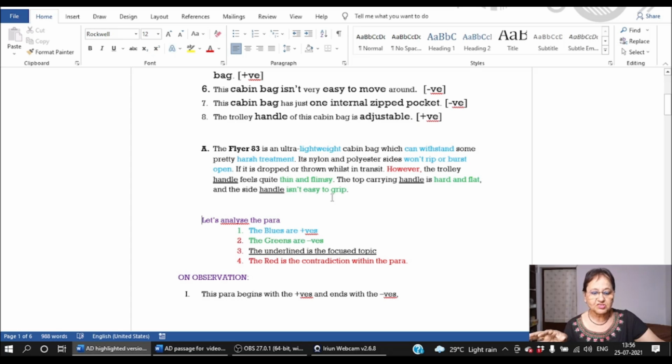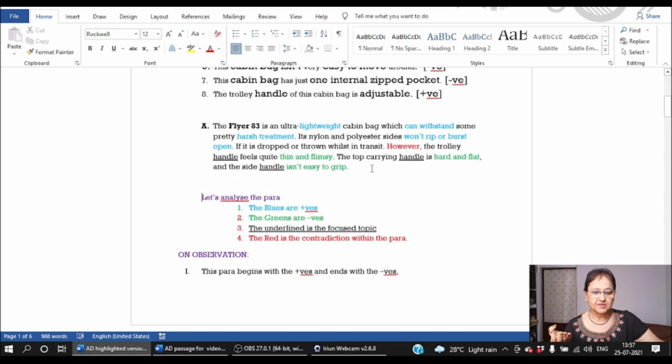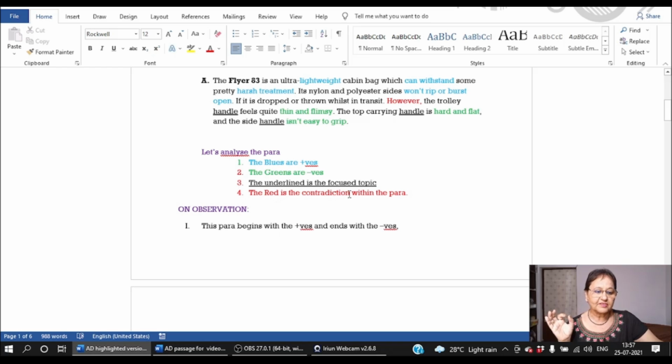Now these positives and negatives are referring to which subject? Is it about zips? Is it about cabin bags? Or is it about the handle? So those are the three subjects we have in the questions. Now the underlined is the focus topic, which means the subject. So the entire paragraph is dedicated to handle. That means it is only about the handle. Handle of what? The trolley. The red is a contradiction within the paragraph. That is however.